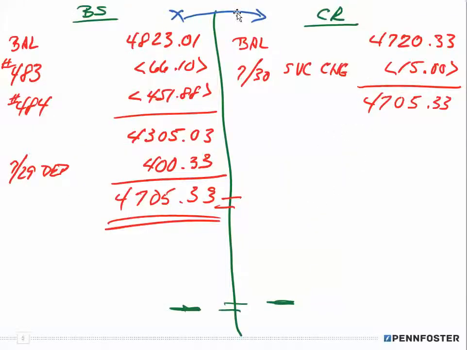Okay, no more additions. So our final balance in our check register is $4,705.33, and my bank statement is reconciled to my check register in that amount. Okay, so my reconciliation is complete, and I don't have any problems.